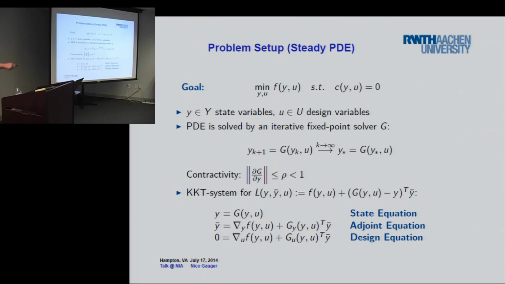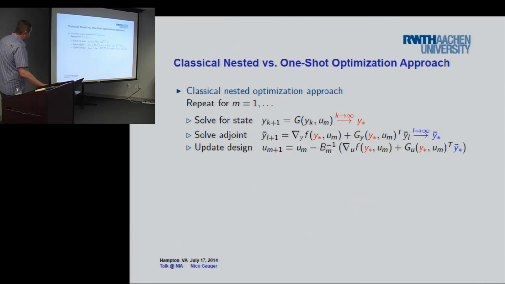So that's the problem setup for steady PDEs. We are minimizing a function, now denoted by F. Y is the state variable, U the control, C is the PDE. And we solve the PDE again with such a fixed point iterator G. So we iterate as long as we converge to the fixed point y star. Contractivity is the assumption for convergence by Banach's fixed point theory. We set up the Lagrangian as explained, and then we set up the KKT system.